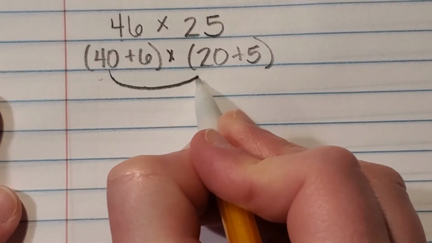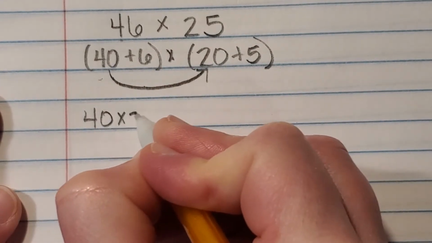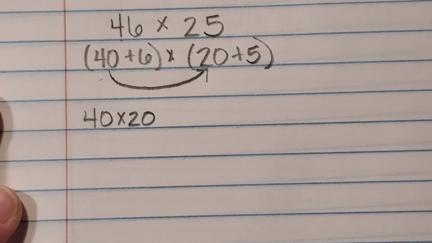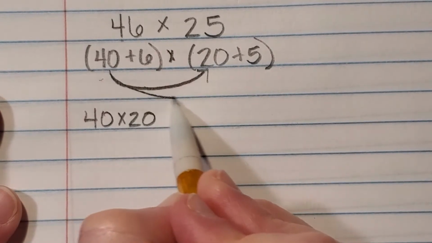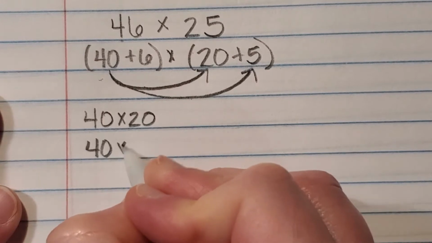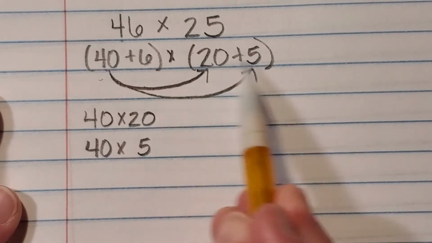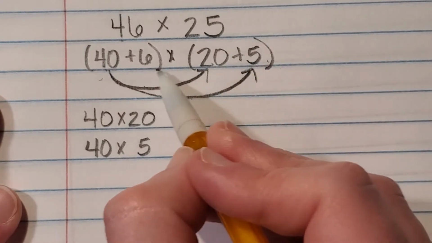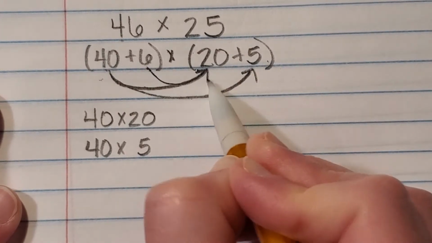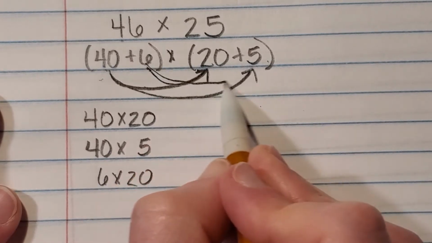So first up, what I would need to do is take 40 times 20. Okay, now I need to multiply the 40 times 5. All right, next up, I've done 40 times everything in this other parentheses. I can now move on to the 6. 6 times 20, and then I have 6 times 5.